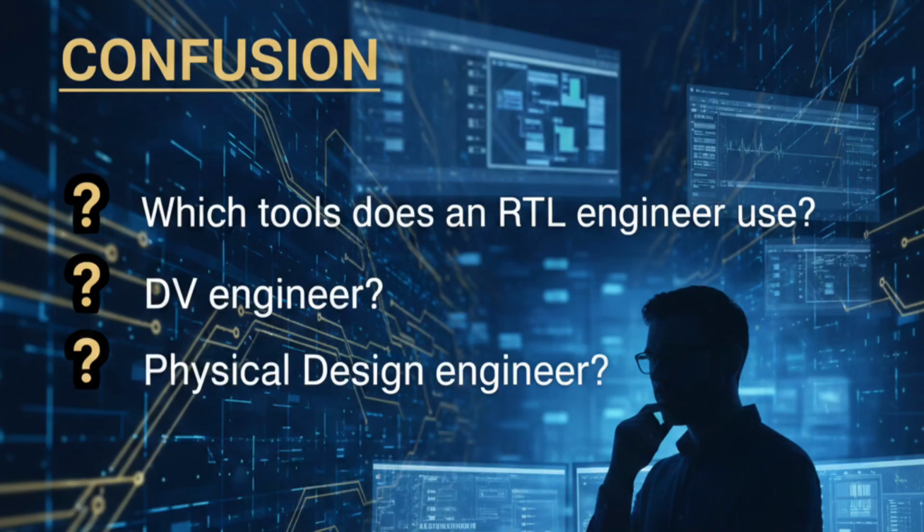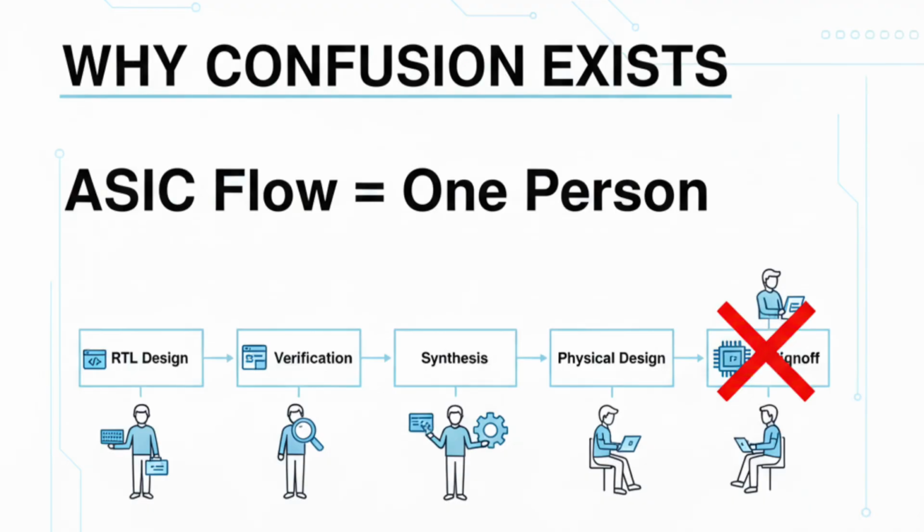Hello everyone. If you are getting into VLSI or ASIC, there's one confusion almost everyone has. Which tools does an RTL engineer use? Which tools are used by a verification engineer? And what tools does a physical design engineer actually work on? Because when we search online, most videos talk about the ASIC flow, but they don't clearly tell you who uses what in real projects.